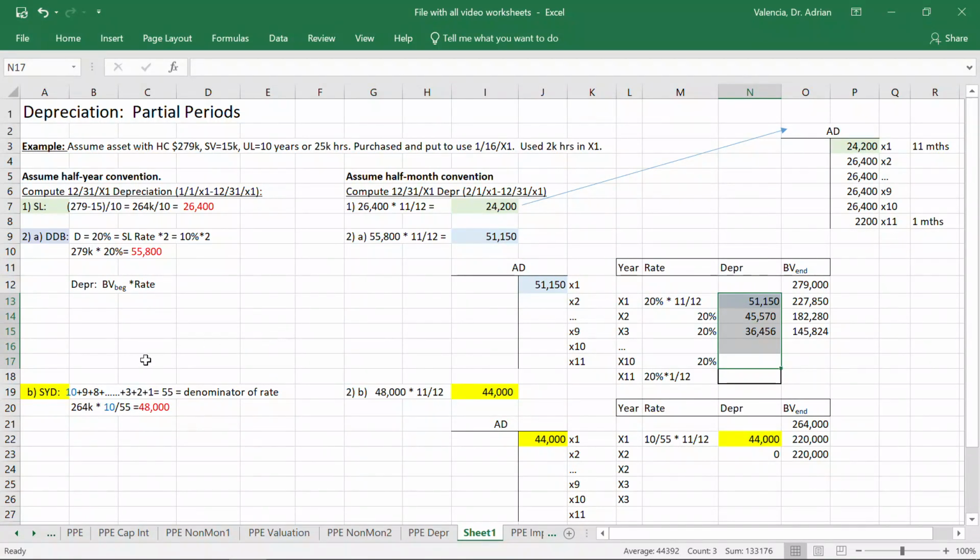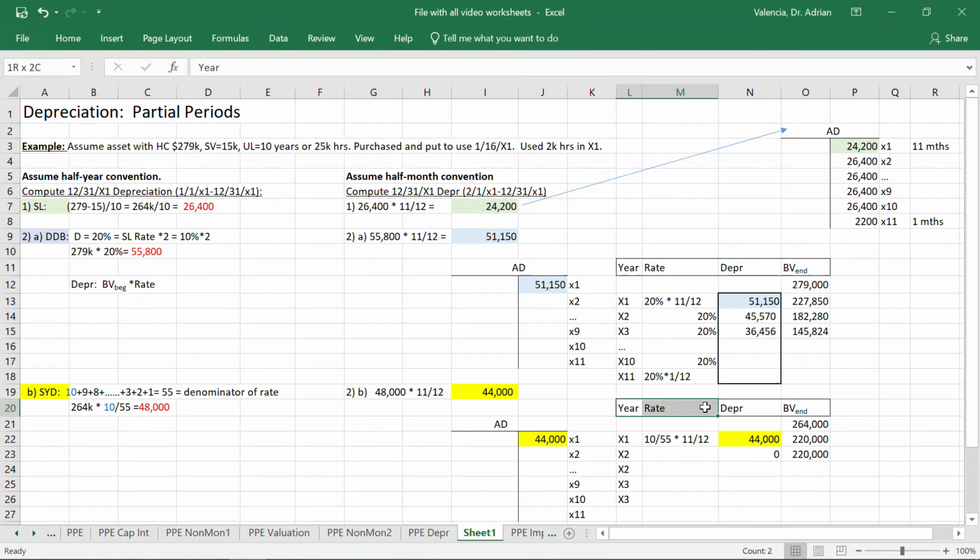Now let's look at the sum of the year's digits. For the sum of the year's digits, we came up with the depreciation for 12 months of 48,000. So if I apply a partial period of 11 months over 12, that gives me 44,000. Again, I'm visualizing the accumulated depreciation T account. Here's 44,000. And I also recognize that this is for 11 months. So I have an 11th calendar year that I need to address later on, maybe.